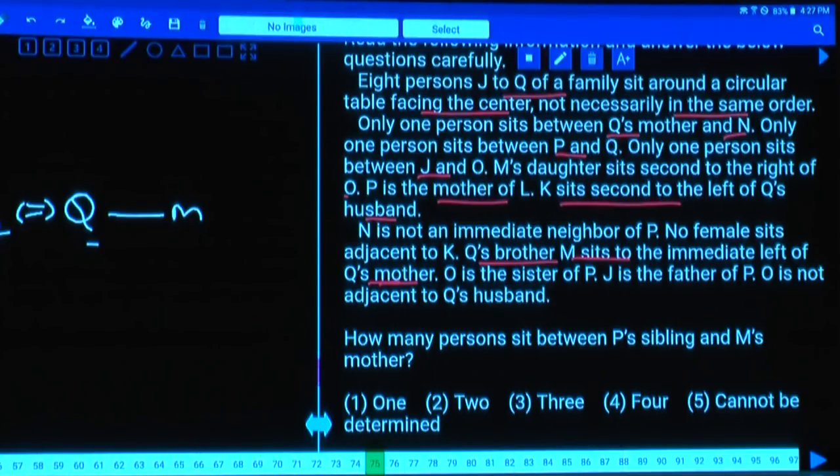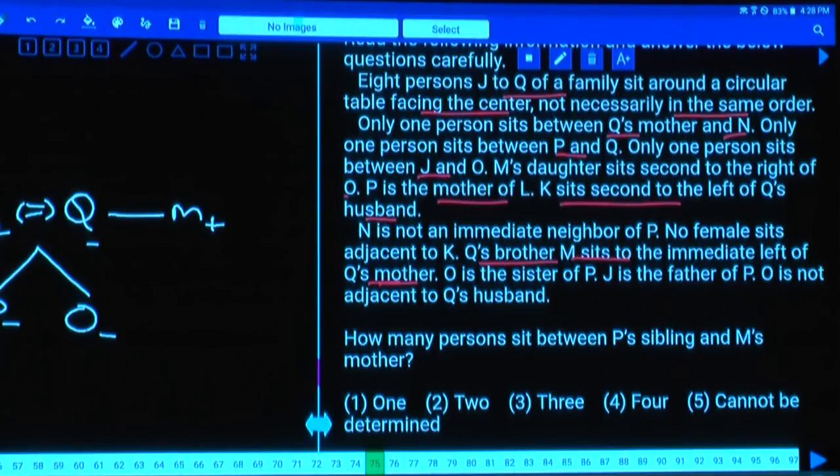M is the brother of this Q, and now we have taken this O and P, and P is here, and O is here, whatever the gender of this P. O and P are siblings to each other, and O is the sister of P. P is the mother of whom? P is the mother of L.